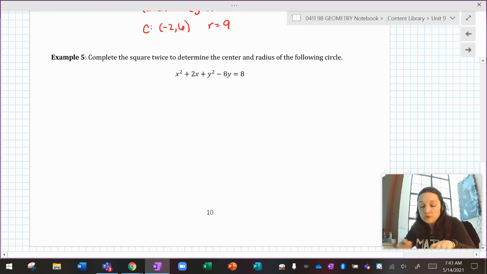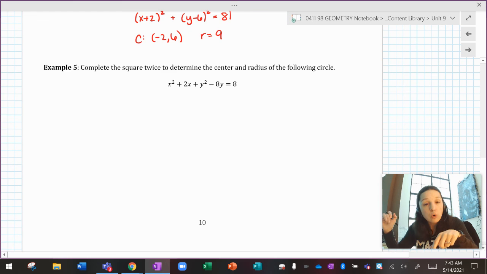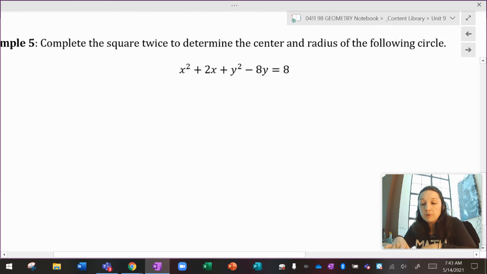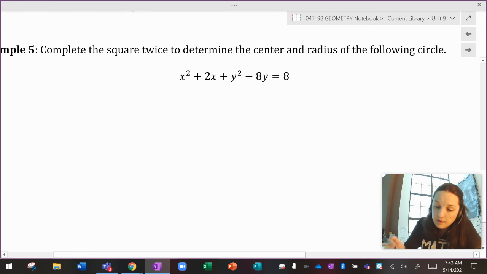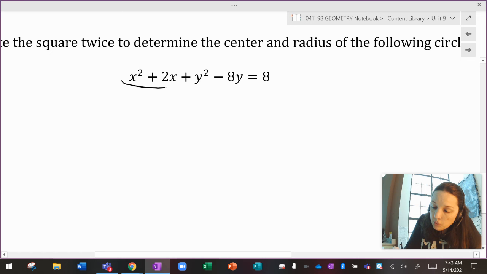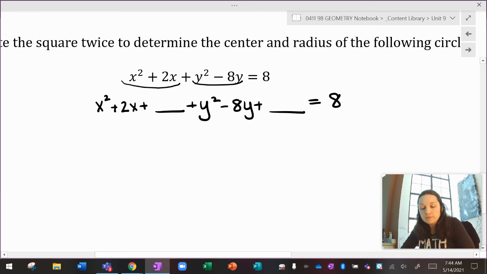And then one last one, and I am done, and you will have to do some practice on your own. Complete the square twice to determine the center and the radius. Okay, folks, one last time. x squared has another x. It needs a third thing. y squared has another y. It needs a third thing. And then I have this 8 over here. Now, what do we do? Same thing I've been doing.